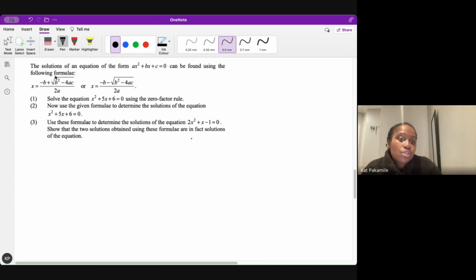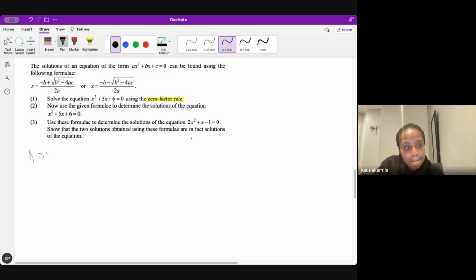So the solutions of an equation in the form ax squared plus bx plus c equals 0 can be found using these two formulas. Now, these two formulas are actually one formula. I'll show you what I mean just now. It says solve the equation using the zero factor rule. The zero factor rule means do what you've been doing: factorize, find two brackets, make them equal to 0, find your answers. So that's what number 1 says. Let's get going solving that one.